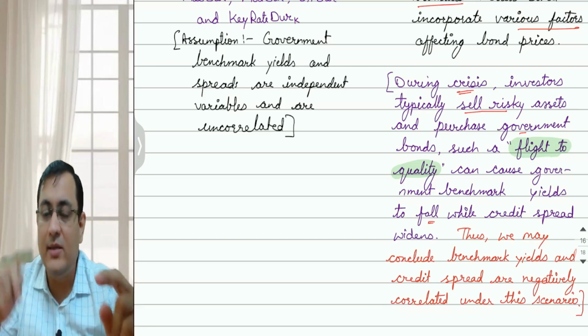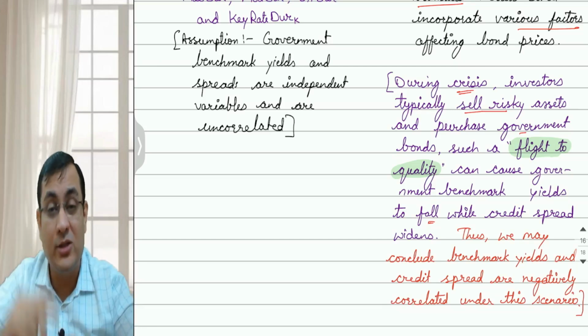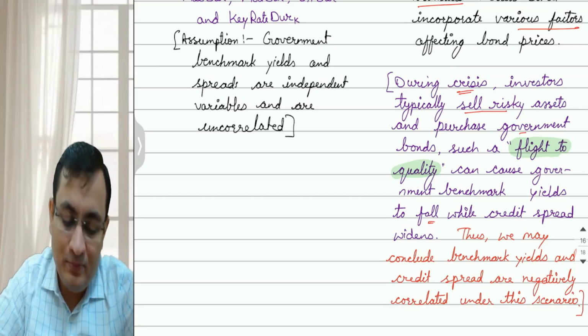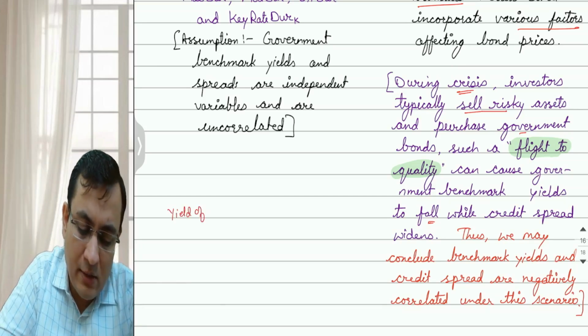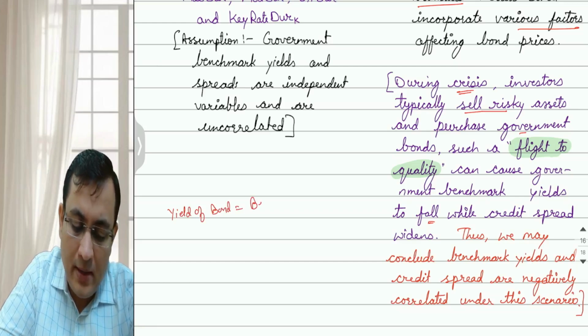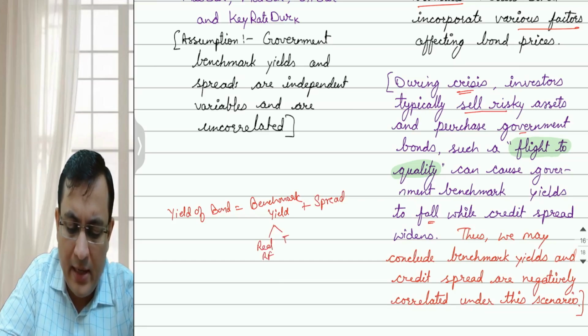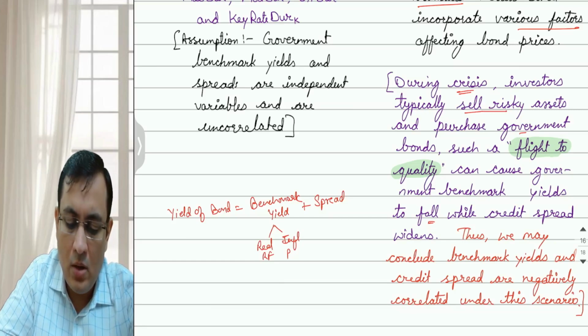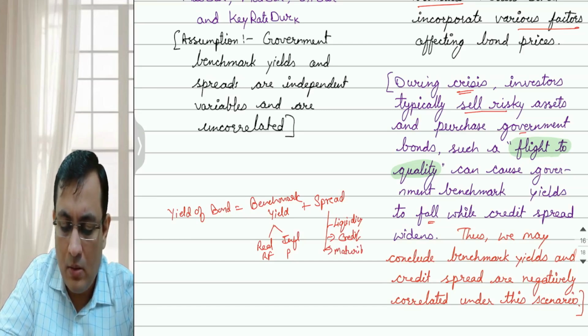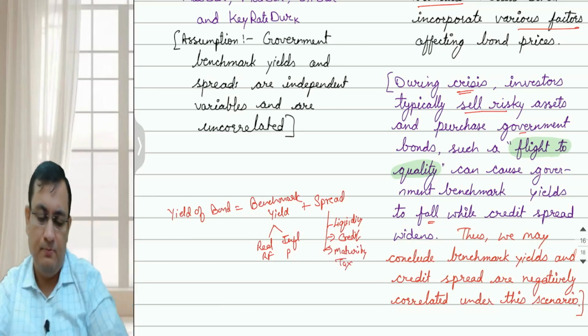On one side, benchmark yields are going down; at the same point of time, the corporate credit spread is going up. What is the yield of a bond? Yield of a bond is equal to benchmark yield plus spread. The benchmark yield represents the real risk-free return and inflation premium. The spread is for multiple types of risk: liquidity, then credit, then your maturity risk, then your tax factors, etc.